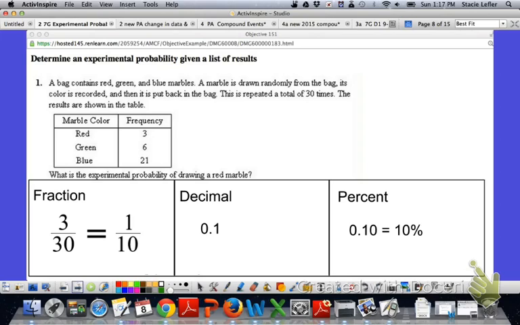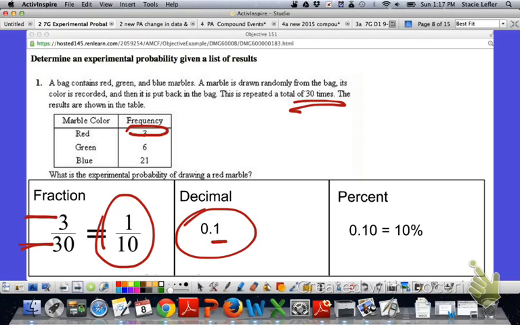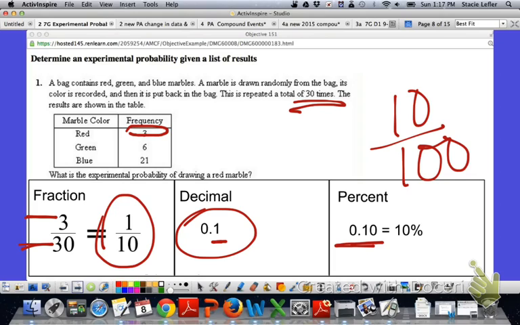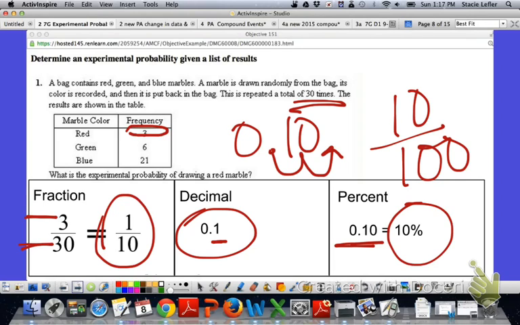Remember that we drew a marble out of the bag 30 times, so there's our total. We picked a red out of the bag 3 times. 3 out of 30 simplifies into 1/10. Well, we just said it out loud, which means there's our decimal, 1/10. We can use our place value of the tenths. And then as a percent, we could write it as 0.10, which is 10 hundredths. And 10 hundredths, if it's out of 100, you automatically know the percent, 10%. Now that's the same as multiplying by 100 to move the decimal place 2 place values over to get 10%.